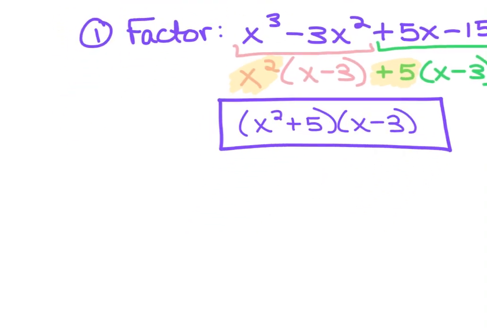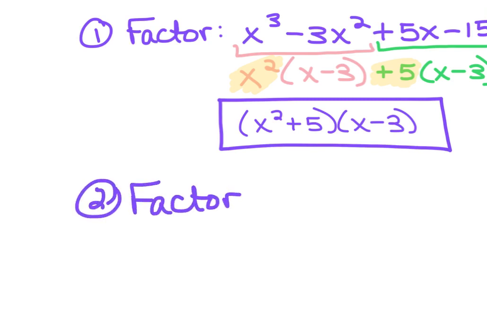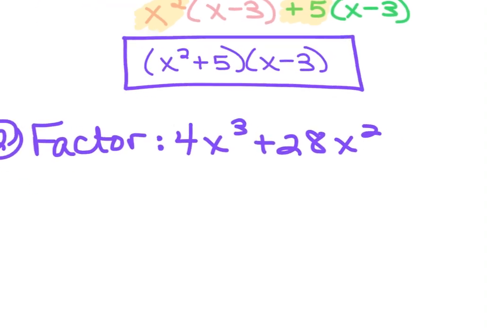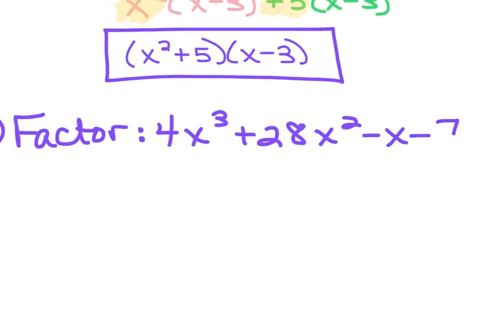Let's do one more factor by grouping problem. So let's say that I ask you to factor 4x cubed plus 28x squared minus x minus 7. So make sure that you know exactly what I'm talking about when I say 4 terms. I just underlined 4 separate terms, and that's the only way that you can do factoring by grouping. So I'm going to start with those first 2 terms and then separately look at the last 2 terms.